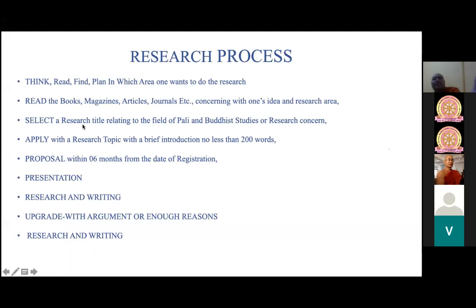I choose this one because we are students or researchers in that area. In fact, if you are a medical student, for example, or a student of any other area, then you have to think about it and select your research title. I've already discussed it. A research concept applies with a research topic and an introduction of less than 200 words.